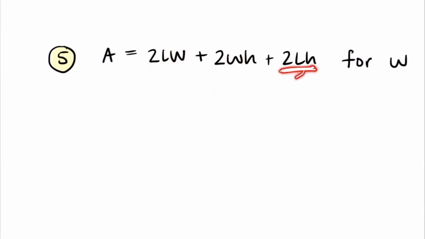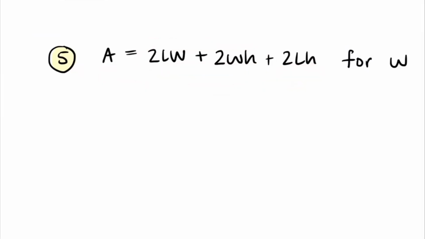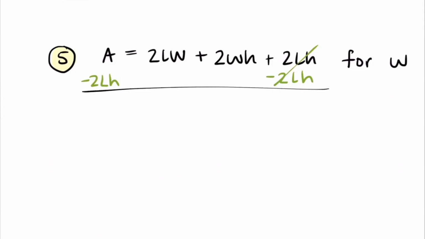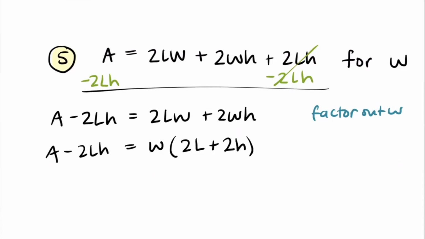So the first thing that we'll have to do is bring this over to the other side so that with these 2 terms, we can actually factor out a W. So let's do that to start. Let's do minus 2LH from both sides. On the left side, those aren't like terms, so we'll just write them like this. And now that we have done that, we can factor out a W as a GCF from the right side. So what we'll have is W times 2L plus 2H.